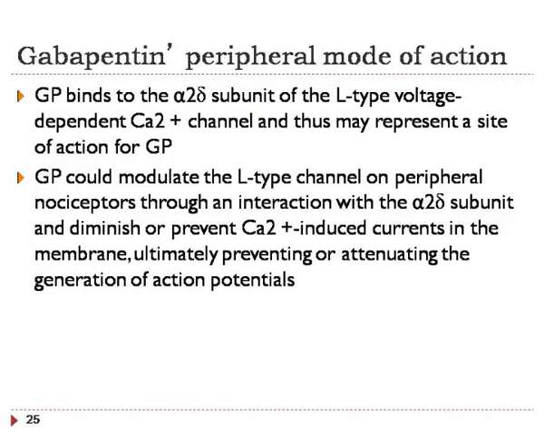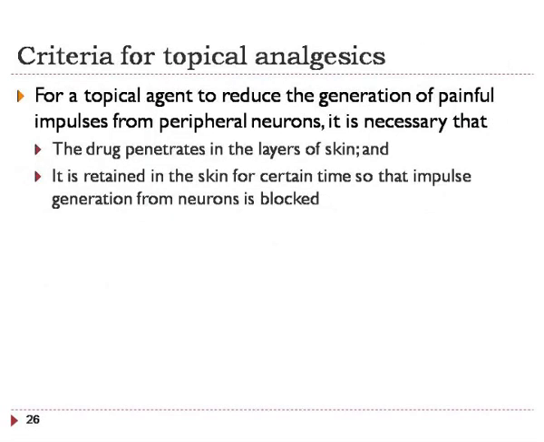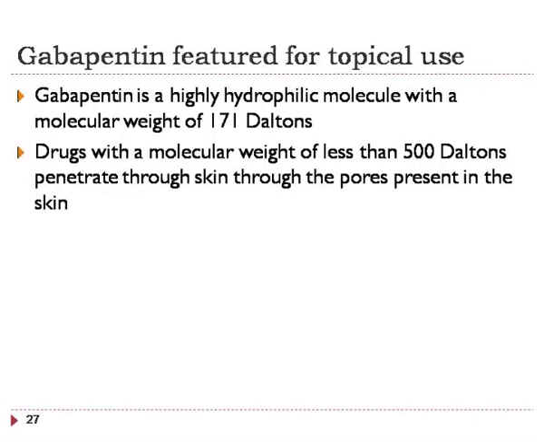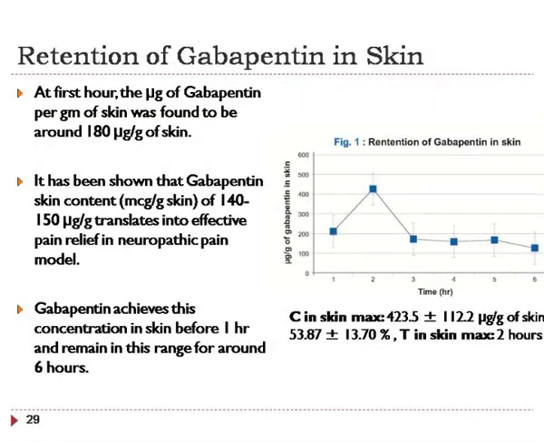If we use this agent topically, it should have certain characteristics of a topical agent. It must penetrate and it must stay in the skin. Unless it is there, we cannot use a topical agent for treatment of peripheral neuropathy. Gabapentin is featured for topical use. Gabapentin is highly hydrophilic and it can penetrate, and pharmacokinetics have suggested that after application, gabapentin lasts for 6 hours. In the first hour the concentration achieved is very high, that is 100, 180, even 400, but then the 180 level is maintained throughout. So up to 6 hours the drug is retained in the skin.